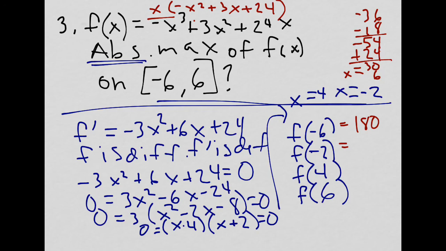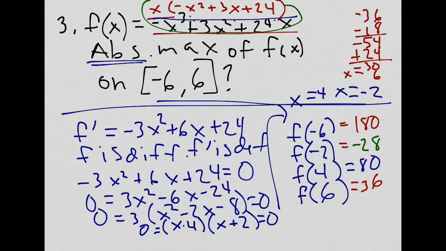So I'm going to do the same thing with -2. I had to work this out earlier. So if I plug in -2 here, here, here, and there, wherever I see x, I'm going to get -28. When I plug in 4, okay, I did it earlier, I get 80. And when I plug in 6, I'm getting 36.